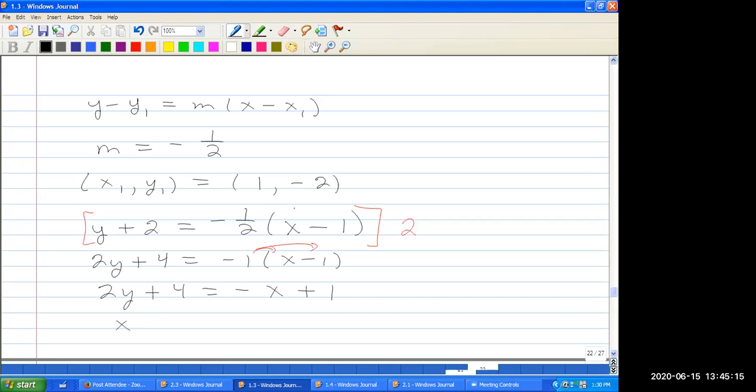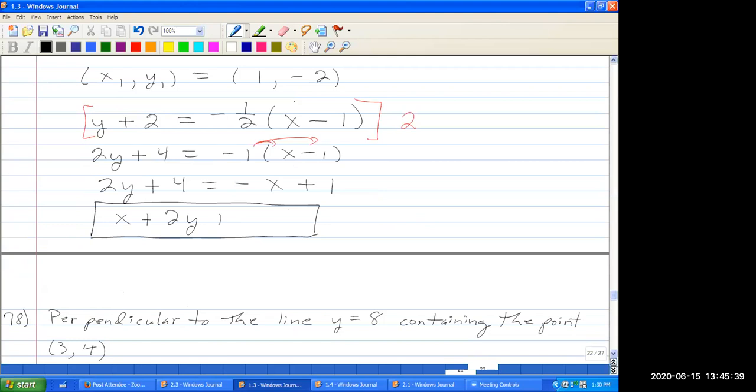Add x to both sides of your equation. Subtract 4 from both sides of your equation. And so I have written my answer in standard form. Wait, they said general form. Add x to both sides of your equation, subtract 1 from both sides of your equation. And so the general form for the equation of your line is x plus 2y plus 3 equaling 0.